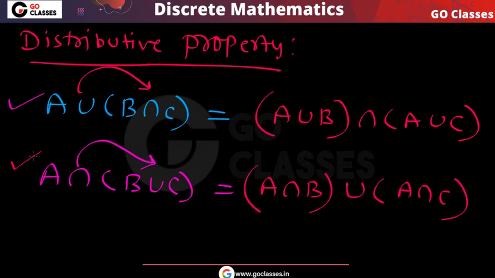So this is called the distributive property. And the proof is very simple. You can prove it by Venn diagram. So you can do it yourself. This is not very hard. So this is very simple.